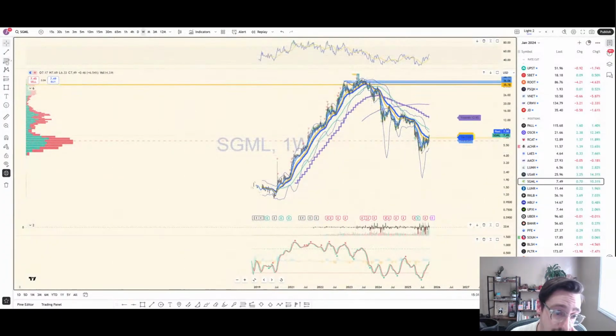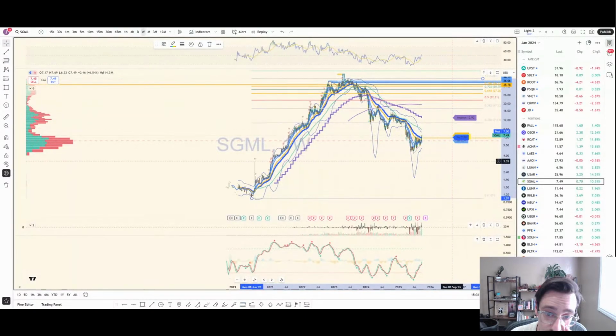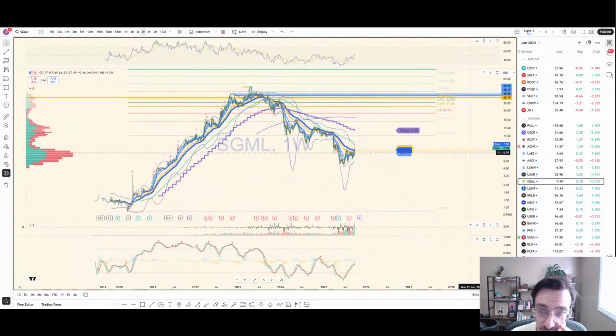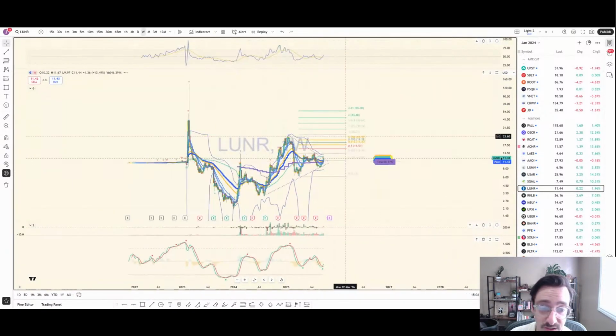And potentially a 50% retrace. Let's see if I'm right there. Oh, super deep. Never mind. This is a log chart. Never mind. 50 is way up there. Anyways, SGML. So besides that, space.